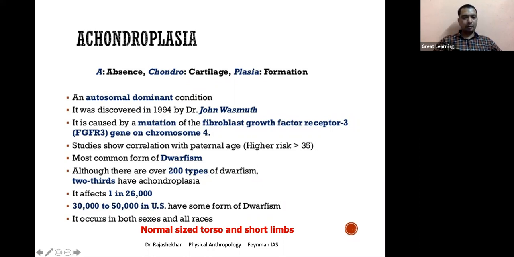And it is the most common form of dwarfism. They say that there may be 200 different types of reasons for dwarfism, and about 2/3, so about 66% of them, have dwarfism because of this mutation. So this is a common form of dwarfism. And it occurs in both genders, it's not gender specific because it is an autosomal problem. It affects both sexes, all races, all populations in the world can get this.